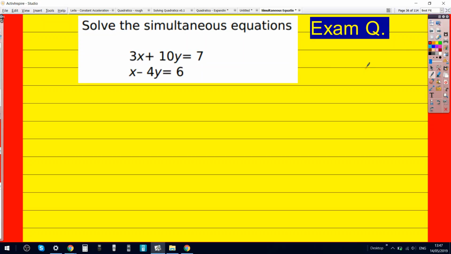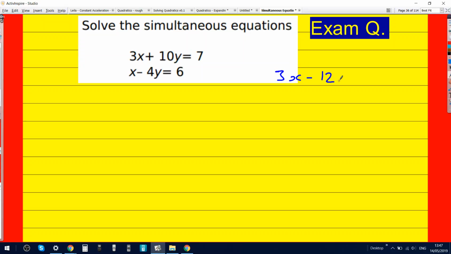This is what an exam question looks like. Let's try it. Okay, so everything's different. So if we times the bottom by 3, it'll give us 3x. So 3 times x is 3x. 3 times minus 4 is, so 3x minus 12. 3 times 6 is 18.